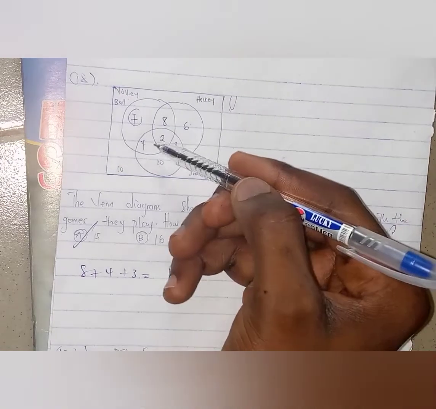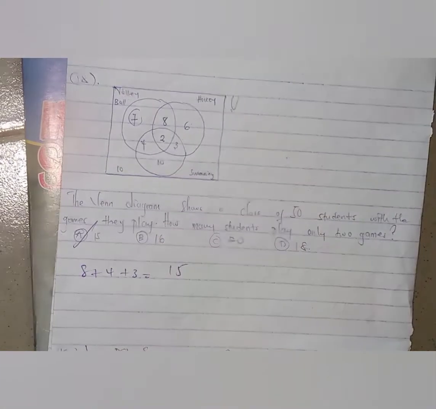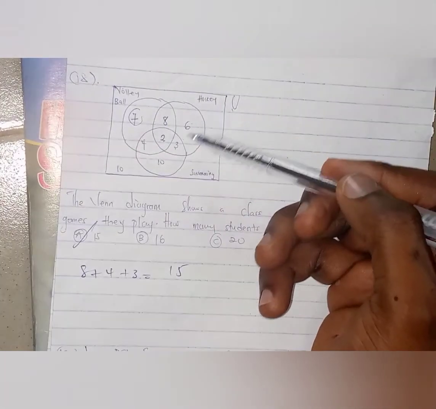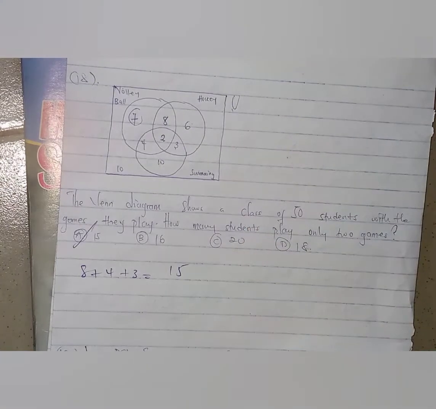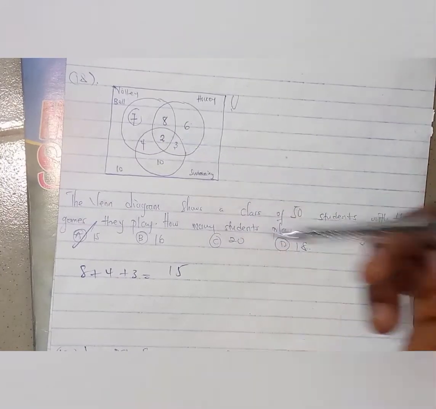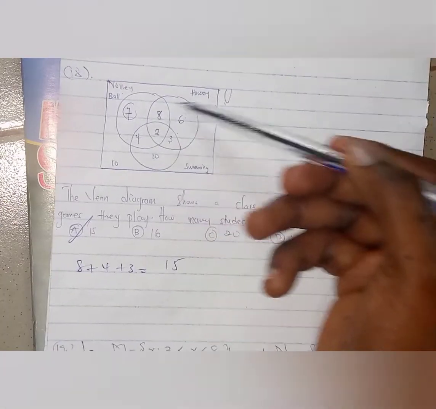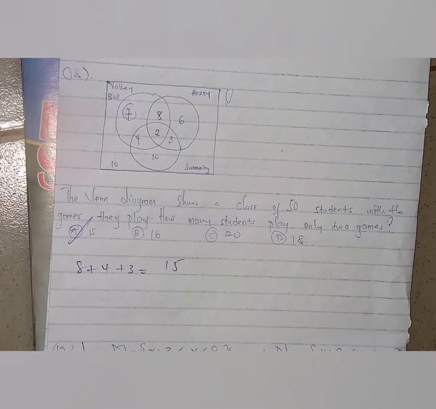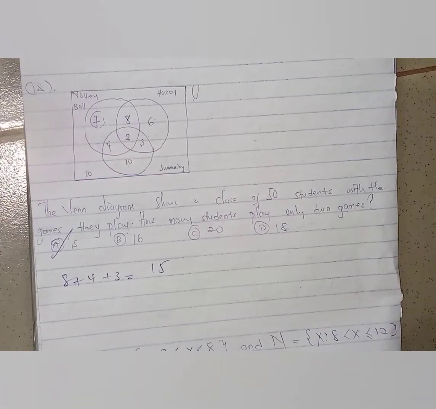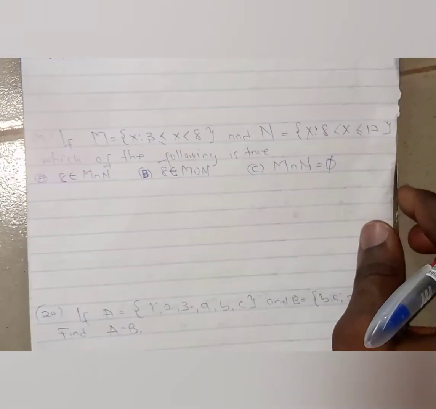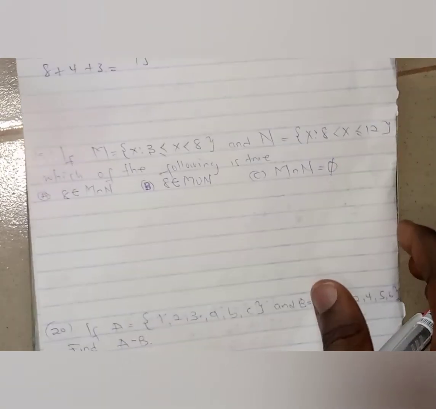And the number of students that played all 3 games is 2. For only 1 game, 7 plus 6 plus 10. For 2 games, 8 plus 4 plus 3. All 3 is 2, because this is the intersection of all the games. I hope it's very, very clear. Very, very simple and very, very short. Now we move to the next question.